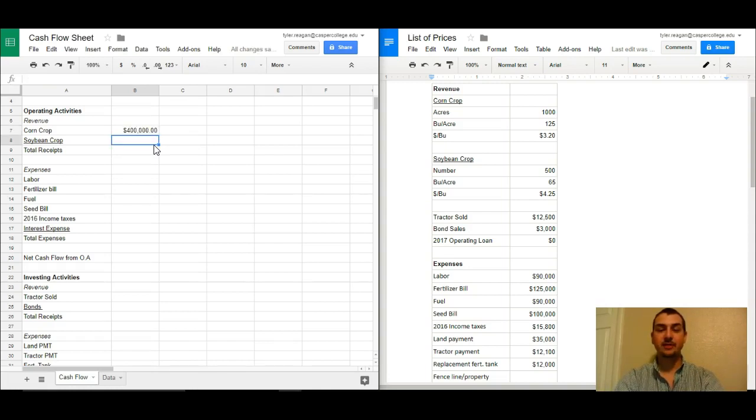Then we need to do the same thing for the soybean crop. We have 500 acres times 65 bushels per acre times $4.25 per bushel. So that adds up the total amount of receipts. Then we can add up the total amount of receipts, saying equals sum. Highlight these two, and now we have the total receipts from operating activities.